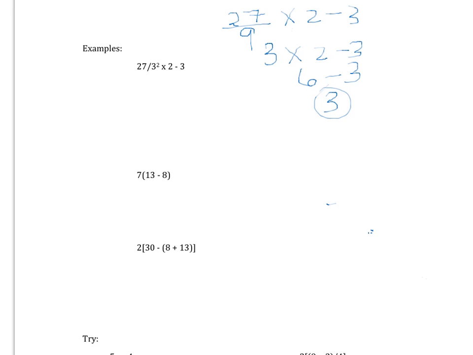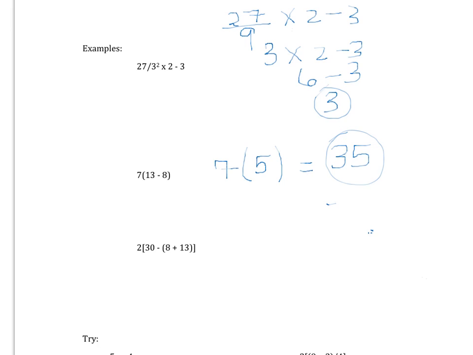Our next one, we have 7 times the quantity 13 minus 8. Now 13 minus 8, that's parentheses. So I'm going to do what's in parentheses first. So I will have 7 times, and let's see, what is 13 minus 8? 13 minus 8 is 5. So now I have 7 times 5. My answer is 35.